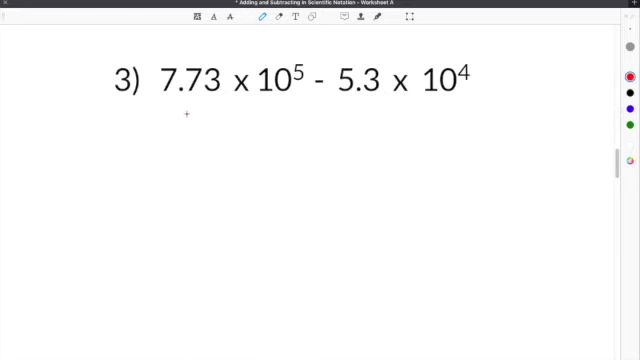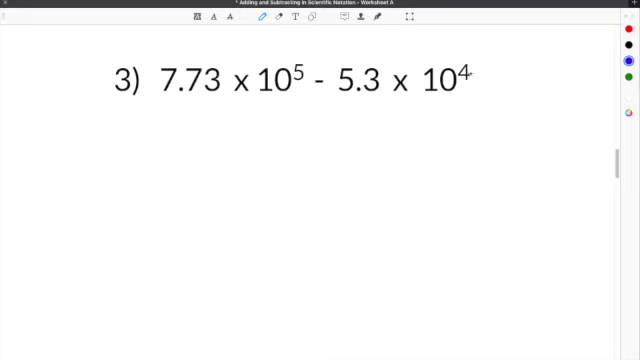Number 3 is a little trickier because it has one extra step. We're given 7.73 times 10 to the 5th minus 5.3 times 10 to the 4th. Now in this case, we cannot subtract these from each other because our exponents are not the same. So you will notice this has a 4 and this has an exponent of 5. So they're not equal, which means we cannot subtract them. We have to change one of them into the other, and then once they are equal, you can subtract them.